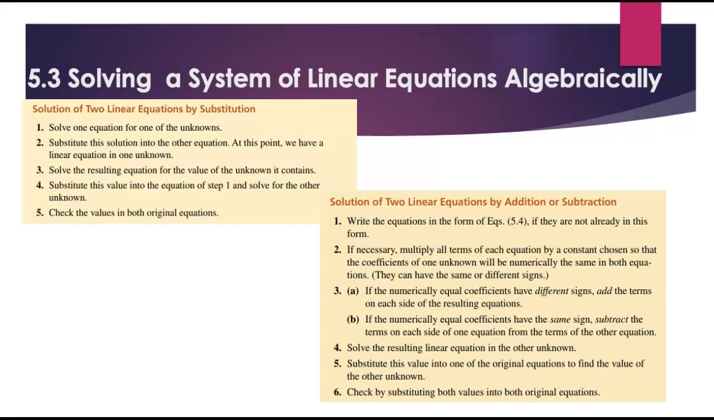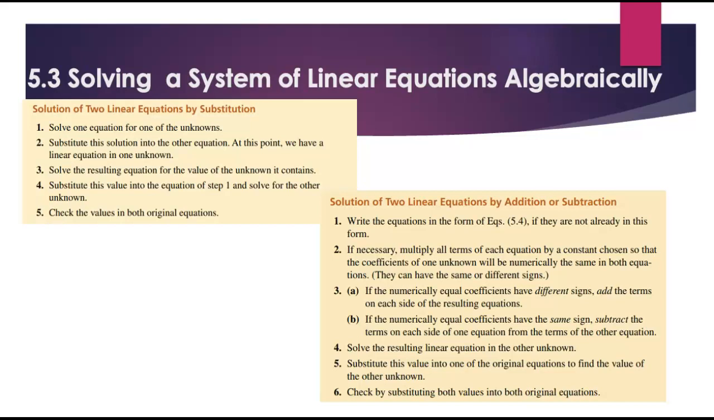In Lesson 5.3, we're going to consider two ways of solving a system of linear equations algebraically. Now, we've already talked about how to solve a system graphically. So one way is by substitution, and there are 5 steps listed here for the process, where we solve one equation for one of the unknowns, substitute that solution into the other equation, and then solve that resulting equation. Then you should have the final answer there.